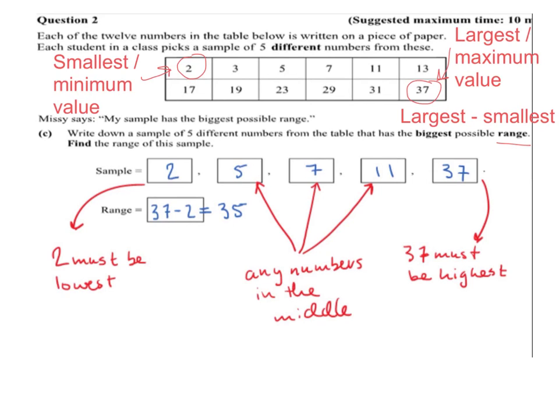So I've gone with 5, 7 and 11. So I got 5 from there, 7 from there, and 11 from there. But it doesn't matter, I can choose any other 3 numbers, any numbers in the middle.